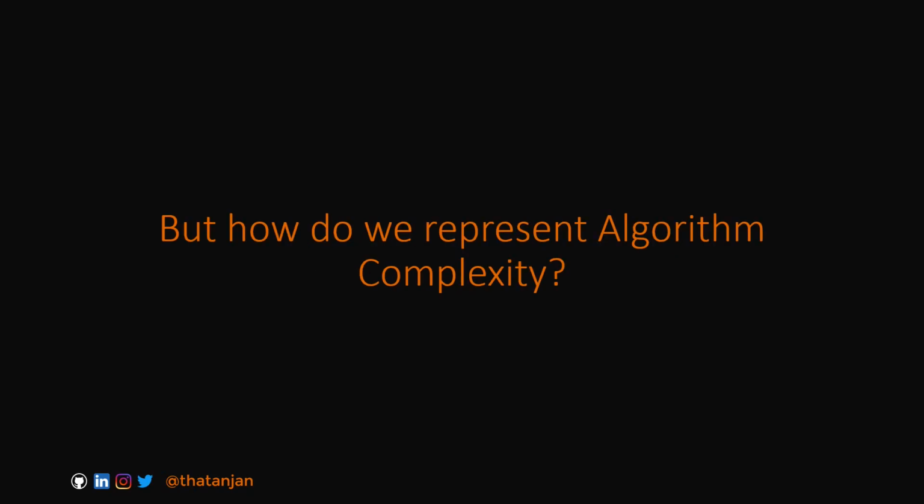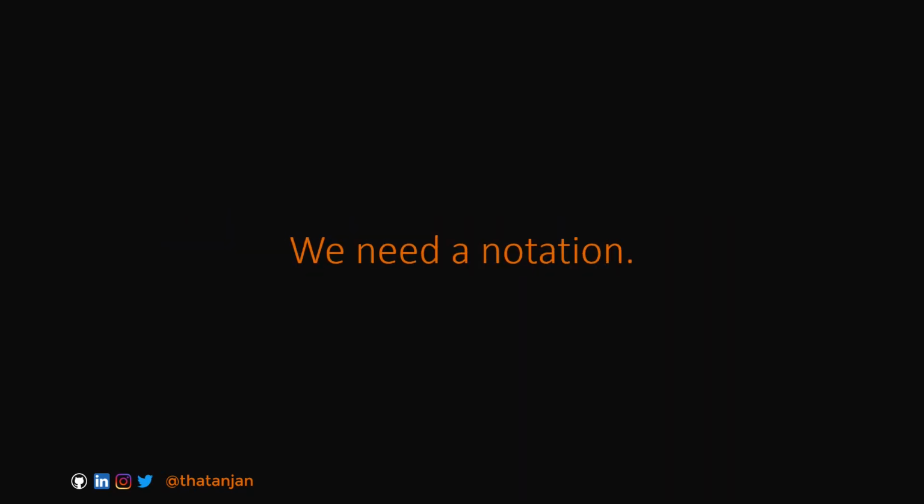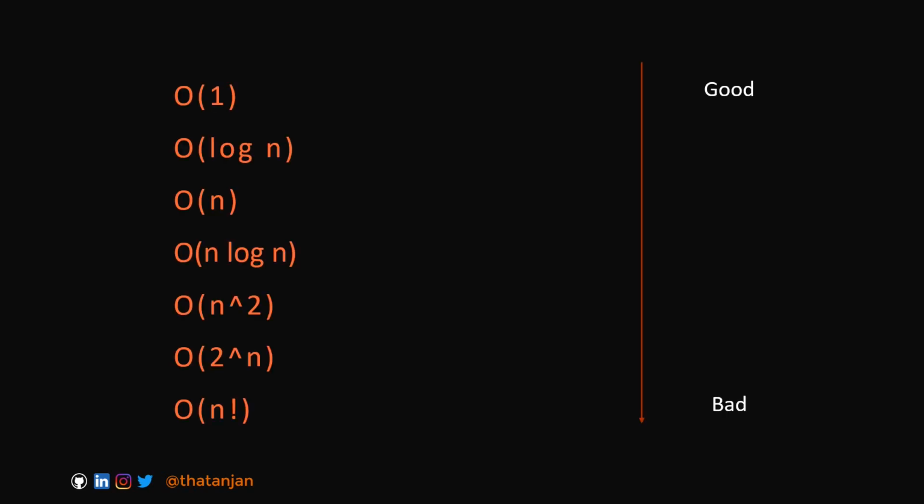But how do we represent algorithm complexity? We need a notation. Well, there is a notation and it is big O. Now the O is just a constant. It could be anything, A, B, whatever you like. O is just a common standard. These are some common complexities. Top ones are good, and as you go down, it will go slow.